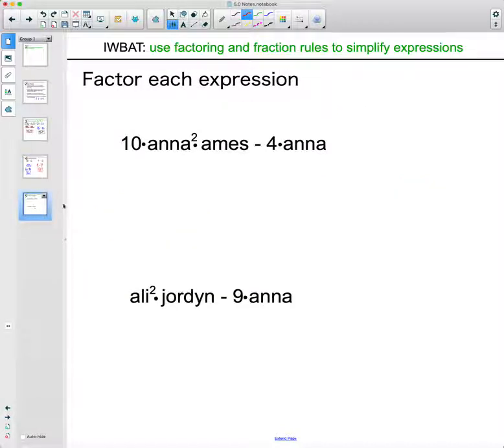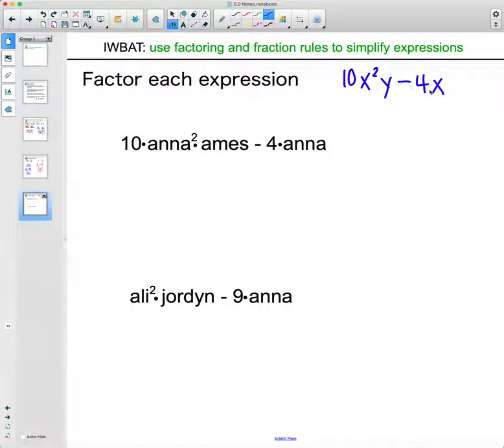Then let's take a look at some factoring here. Okay, so factoring with just some words happens to be my niece and nephew's names. So let's take a look at this. So you want to look at what they have in common. So let me write down one that this is sort of like. So this is kind of like I'm doing 10x squared y minus 4x. Okay, because we see Anna here and here. I just replaced her with an x and then Ames with a y.